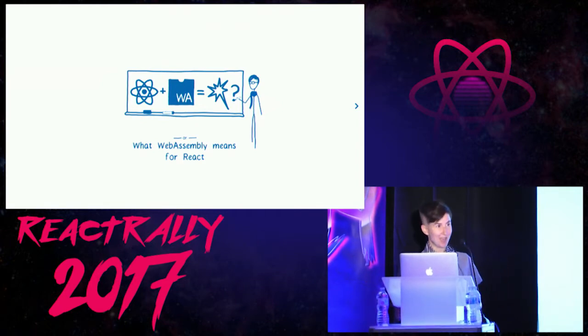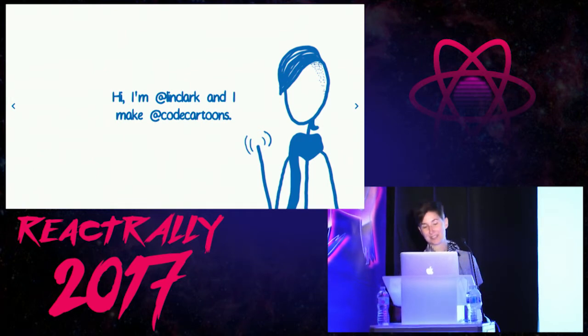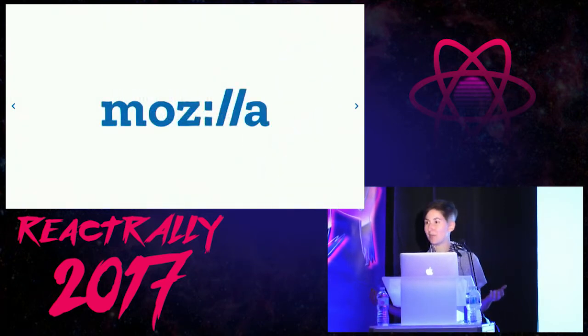So with that out of the way, hi, I'm Lin Clark and I make code cartoons. And I also work in emerging technologies at Mozilla. So that's things like the Rust programming language and an experimental browser engine called Servo that's super fast, and WebAssembly, and that's what I'm going to be talking about today.